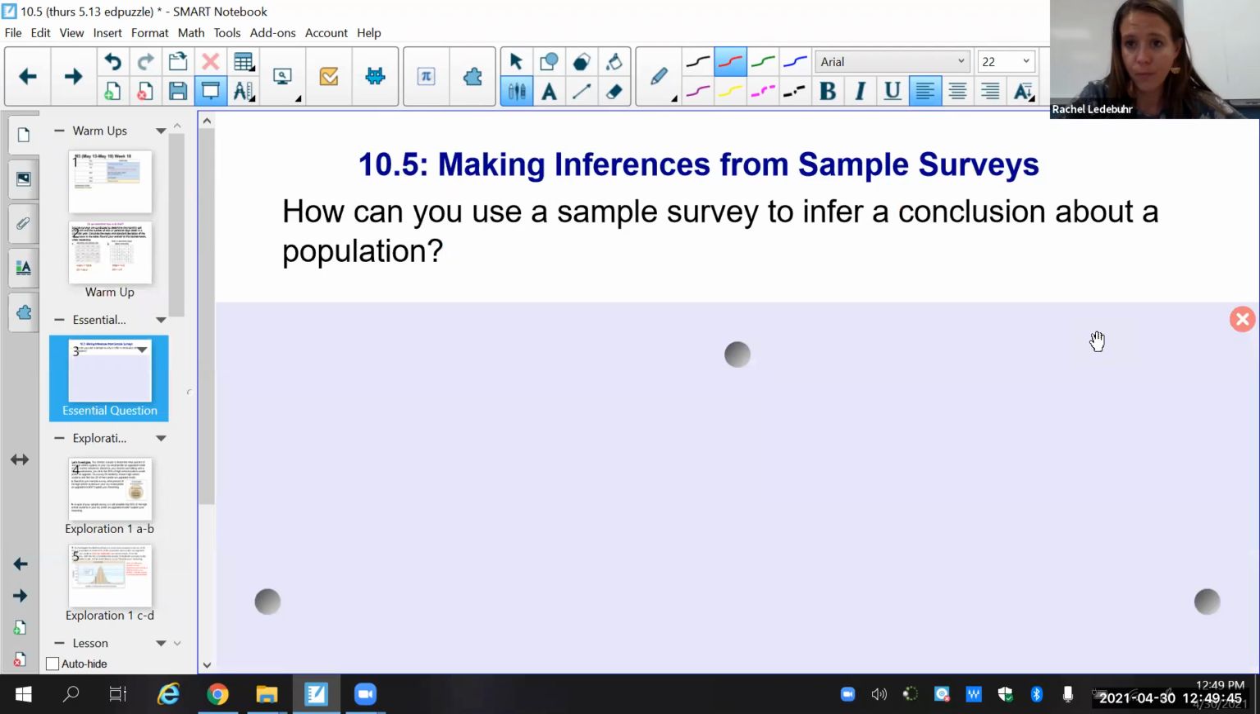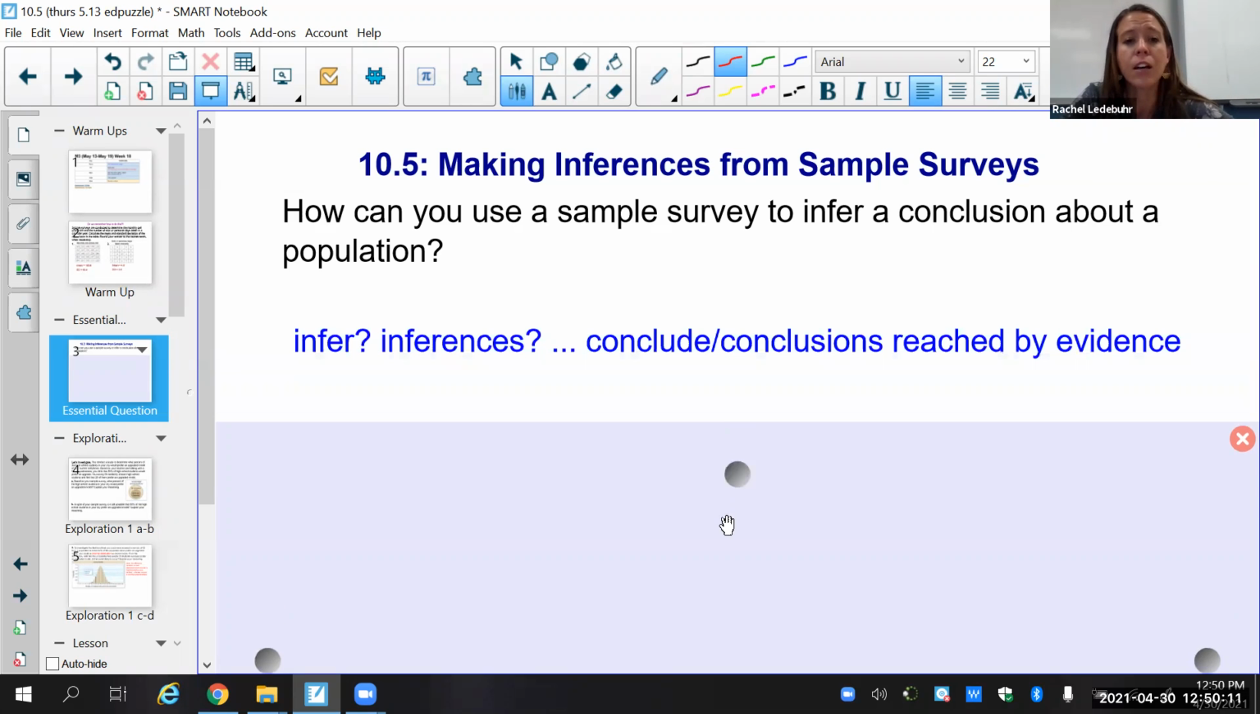Okay, so this next section, 10.5, is all about making inferences from sample surveys. Basically our goal is to answer the question, how can you use a sample survey to infer a conclusion about a population? We've talked about sample, survey, and population, but this word infer might be new.